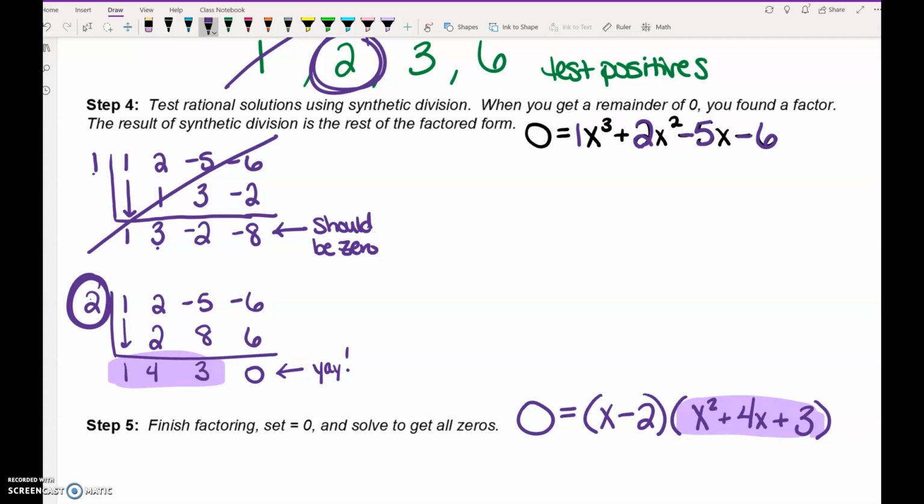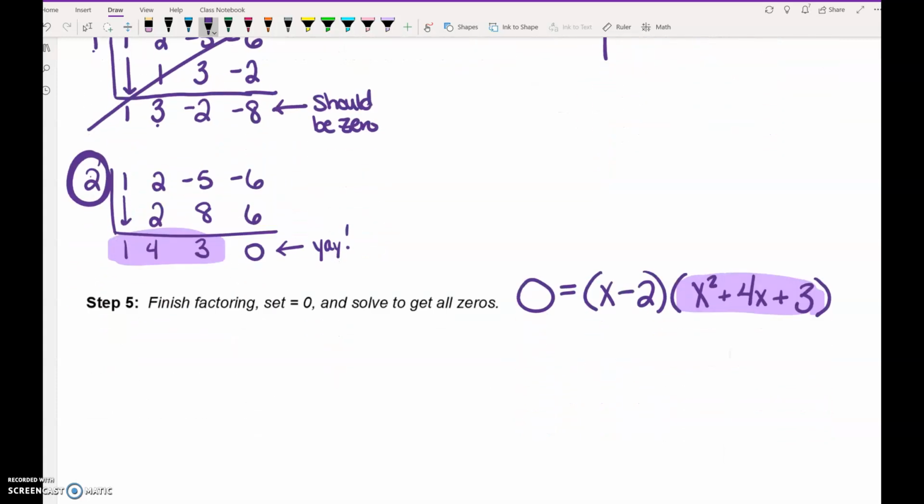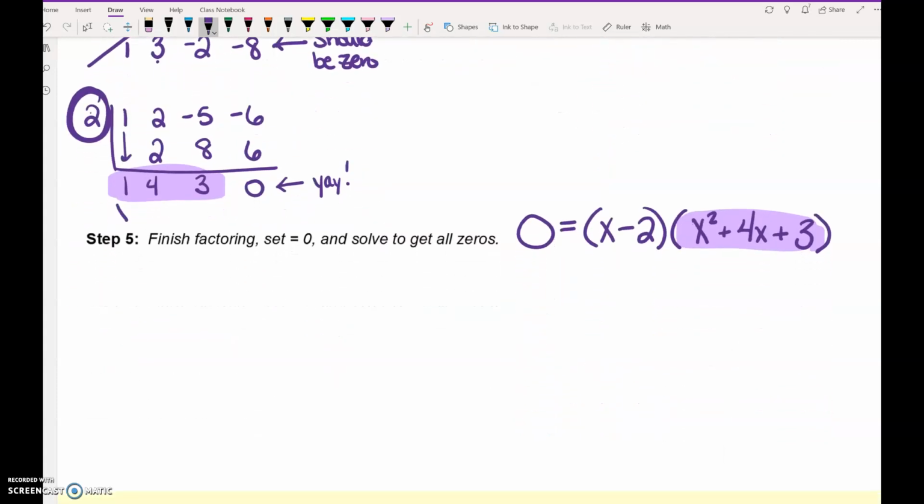How do I know it's x squared? We started with x to the third. We just took one of those x's out, so now we have x squared left. So this is going to be our x squared term, that'll be our x term, and the 3 will be the number at the end.